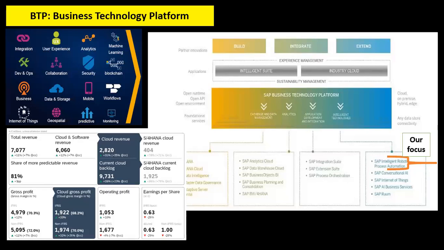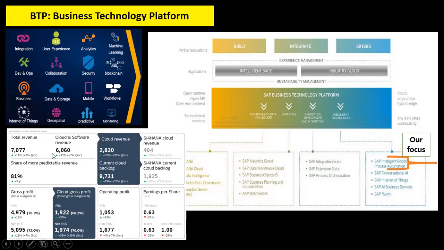So, considering this, one of the units of our course is the Business Technology Platform, where we are going to learn the basics of the Business Technology Platform, which is a cloud platform as a service. And there we are going to focus on SAP RPA, that is robotic process automation. So even if you are a functional consultant, technical consultant, basis consultant, or from a non-SAP background, you will still be able to understand what exactly the SAP BTP platform is.